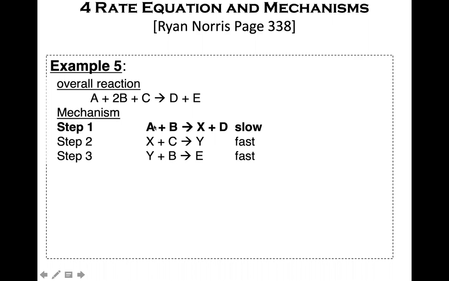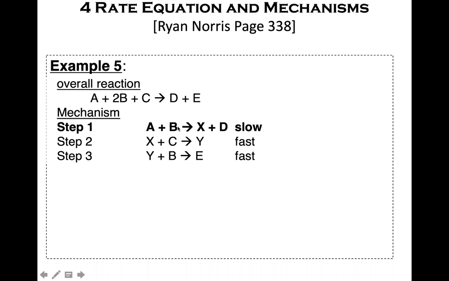Step 1 is A first reacting with B to form X. Now you notice that X is not appearing in the overall equation. That means your X is an intermediate, okay? Plus product D. Okay, I see my product D in my equation. And this first step happens to be the slow step. So that should already be a hint for you that this is your rate determining step.